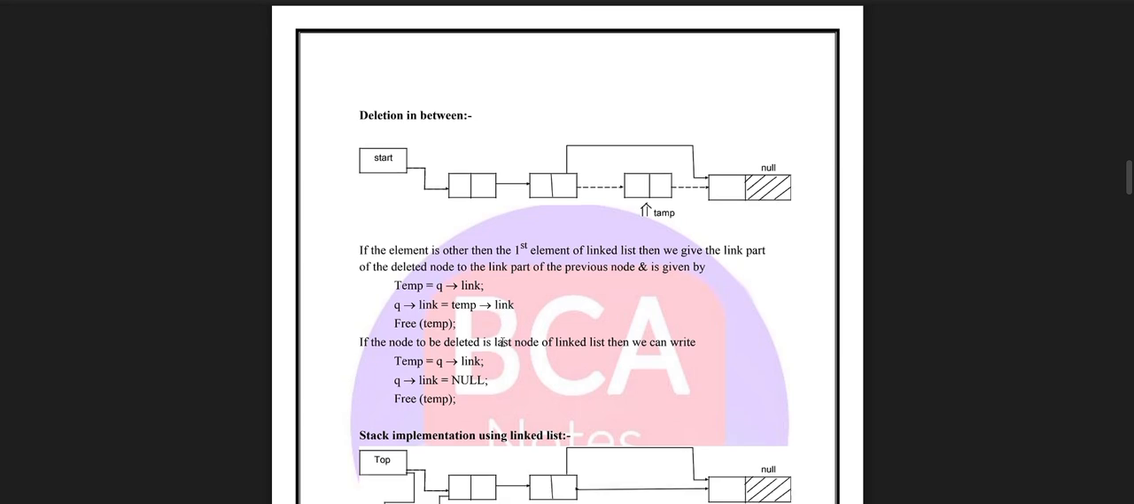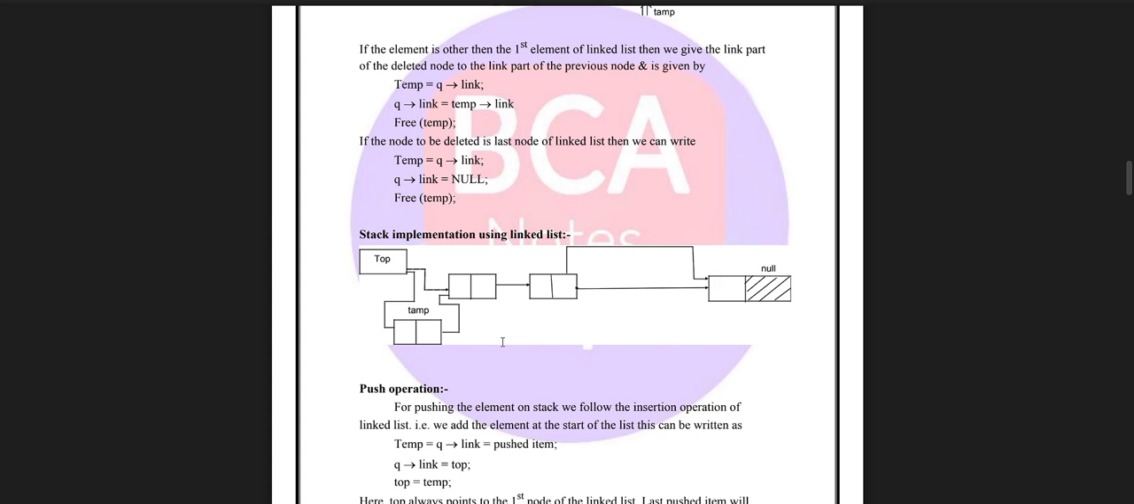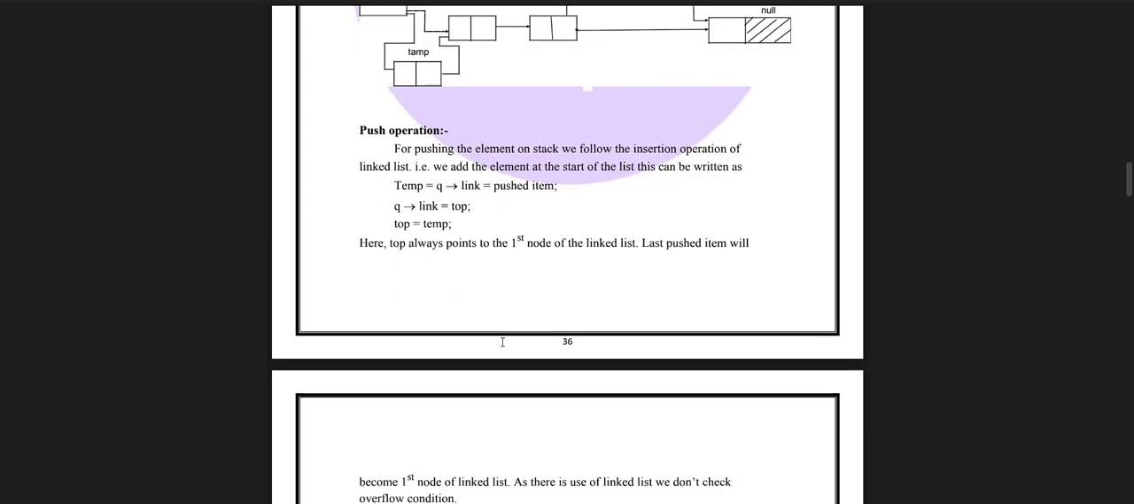Stack implementation using the linked list. Stack implementation using the linked list: top = NULL, temp for pushing an element on the stack. We follow the insertion operation. For the push operation, temp->info = item, temp->link = top, top = temp.